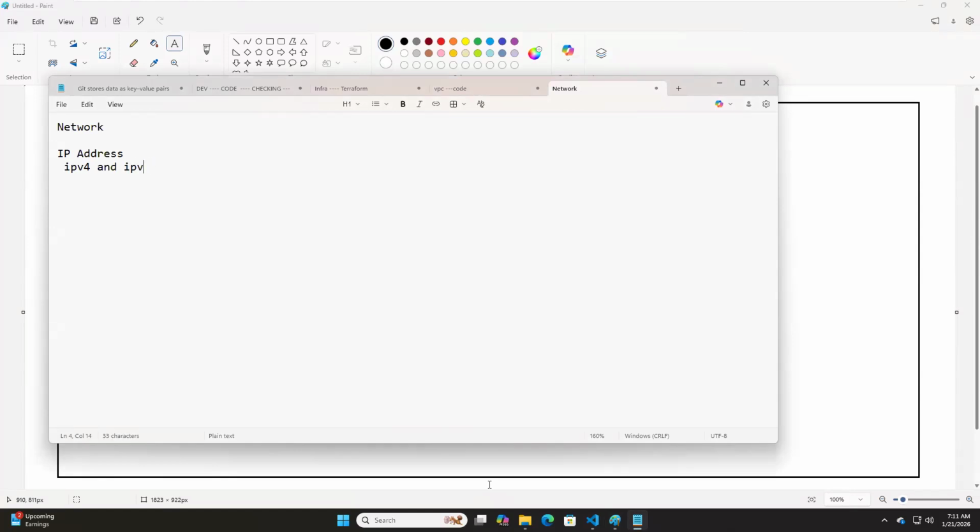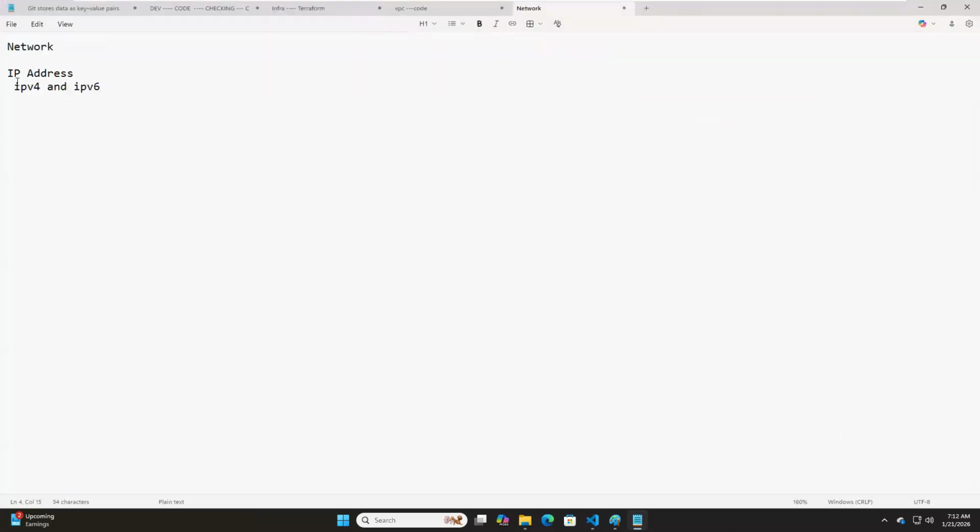We are still using IPv4 only rather than going for IPv6. Some companies, in some countries, are slowly migrating to IPv6 also. But it is better to understand IPv4. So now what is this IPv4? IPv4 is a 32-bit address.